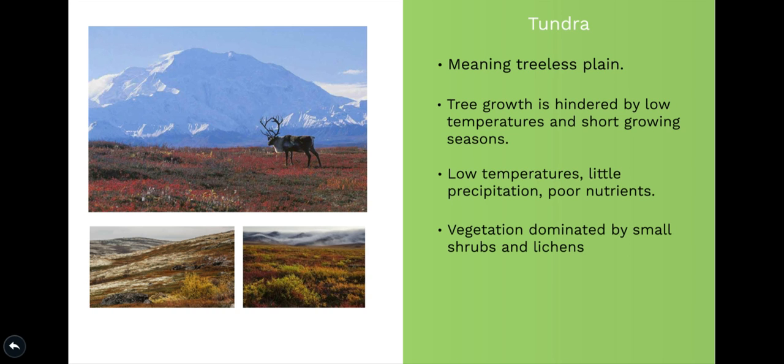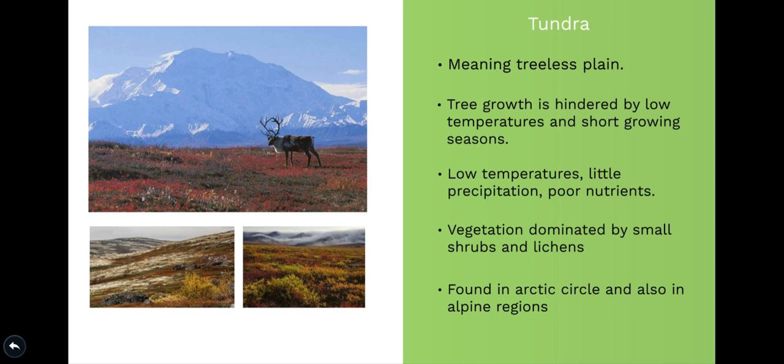What we do find instead is small shrubs and lichens that tend to dominate the land. And you can see this in the images again on the left, small trees, shrubs, maybe heather, things like that. And we tend to find tundra only in two places: in the Arctic Circle in the northern hemisphere, around Canada. And we also find tundra in alpine regions.